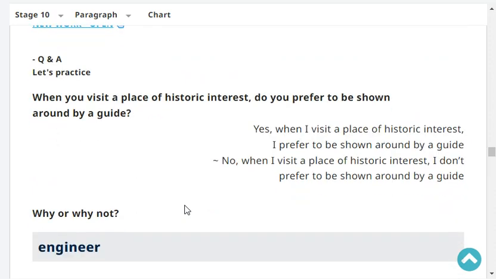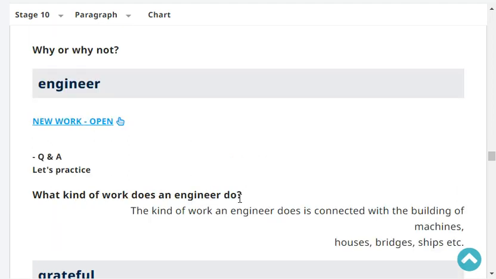Okay. When you visit a place of historic interest, do you prefer to be shown around by a guide? Yes or no? Yes, when I visit a place of historic interest, I prefer to be shown around by a guide. Why do you like it?